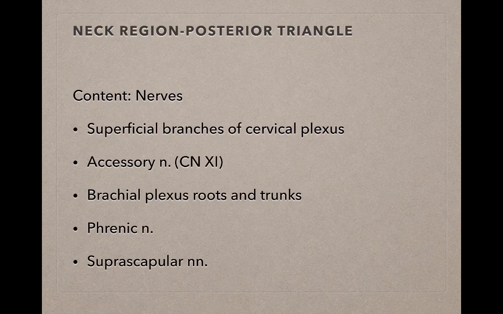The nerves in the posterior triangle include the superficial branches of the cervical plexus, cranial nerve 11, the brachial plexus roots and trunks, the phrenic nerve, and the suprascapular nerve.